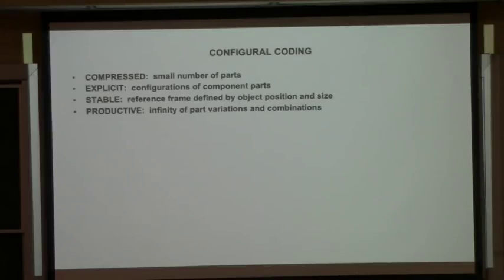This is exactly from his slide. I wanted to include it because I think it's really important. Configural coding is a good concept because it does all these different things. It compresses, it makes it explicit, it makes it stable, and it also does one more thing that he didn't list at the beginning of his lecture, and that is that it's really productive. If you have these neurons representing all these different parts, there are a million different combinations you could come up with from that, which is why it's really productive.